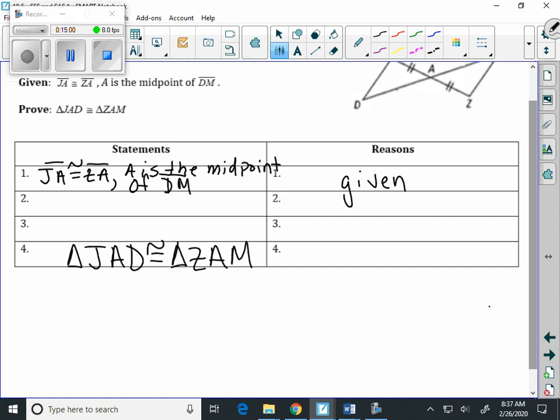Because one of the things here that I see on this problem is that we have the word midpoint in our given. It is a vocab word. So one of the reasons is going to be definition of midpoint. And now we already have half of the proof filled in, and conceivably we could get 1 point on the OST test for having half of that filled in.